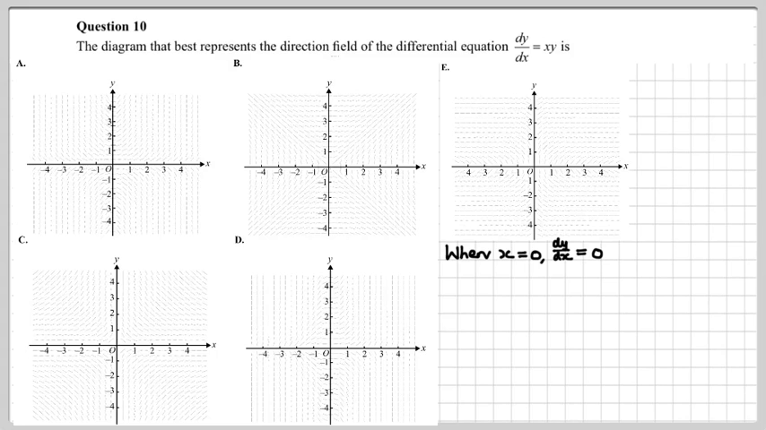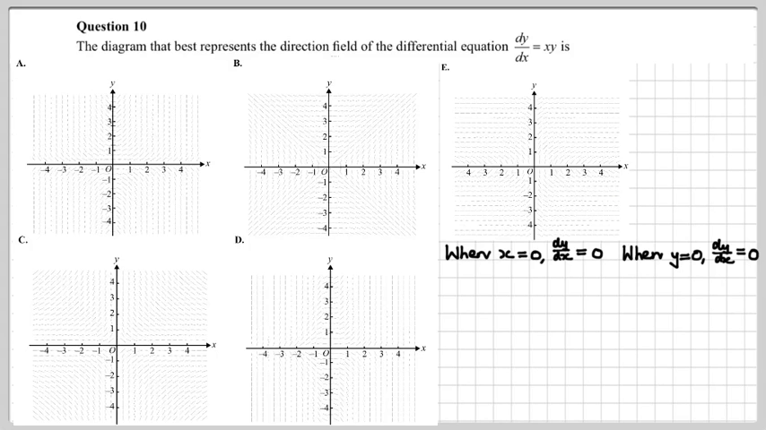When x is naught, according to this formula, dy/dx would be naught. So you check out whether that's the case, right? And when y is naught, you'd also be expecting dy/dx to be equal to naught. So you want flat lines along here, and you want flat lines along there. So that might just knock some of the contenders out of contention, yes?